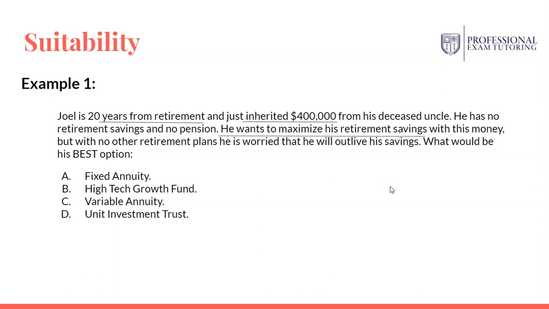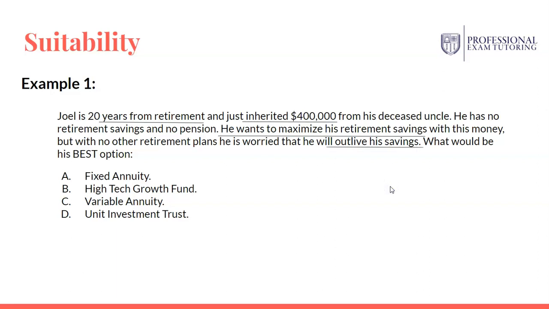He wants to maximize his retirement savings. Anytime you see the keyword maximize, that's usually a good indication that he may be looking for growth. And when we see the word growth or maximize, that's typically associated with stock investments. So anything that has stocks in it is typically looking to grow over time or maximize returns, and stocks tend to grow faster than bonds, as well as things like fixed annuities or preferred stock.